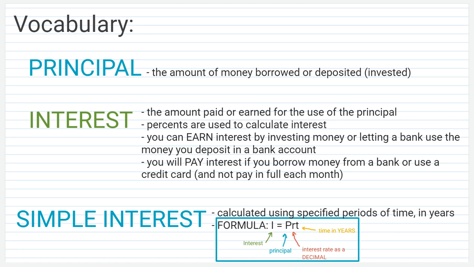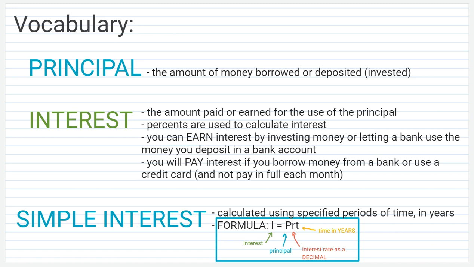Simple interest in this video is again our main focus, and this is calculated using specified periods of time in years. That's important because we'll see questions that'll give us the time in months, and we have to use years in this formula, which I've always called the IPERT formula. That's what helped me to memorize it, but all it is, I equals PRT.